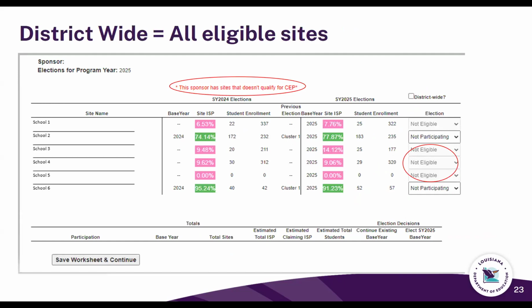All right. Note that in order to be eligible for CEP, your site does have to offer breakfast and lunch. So if you will newly be offering both breakfast and lunch, please contact us. You'll have a little warning that says the sponsor has sites that don't qualify for CEP. That would be because you're not participating in either breakfast or lunch, and we can make it so that you would be able to elect those programs.